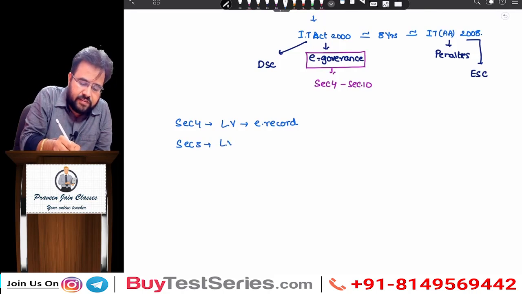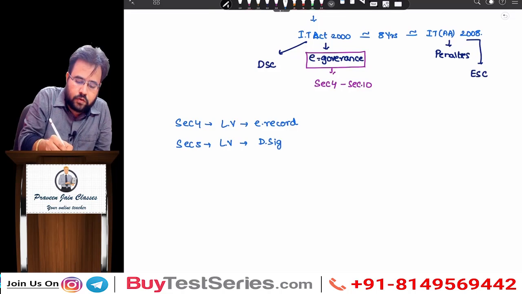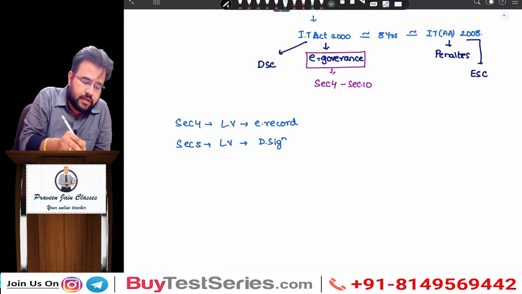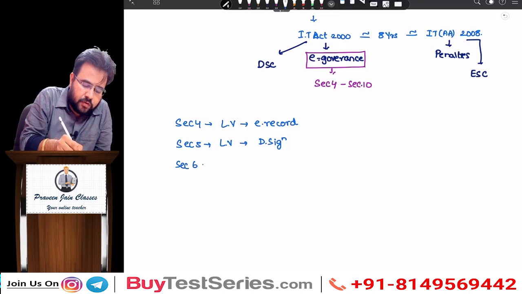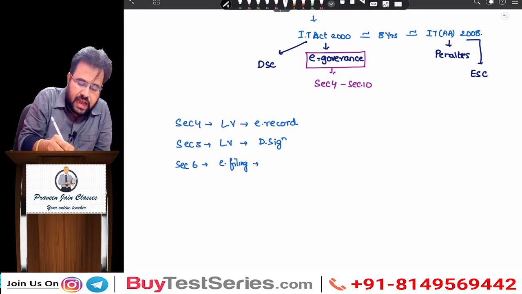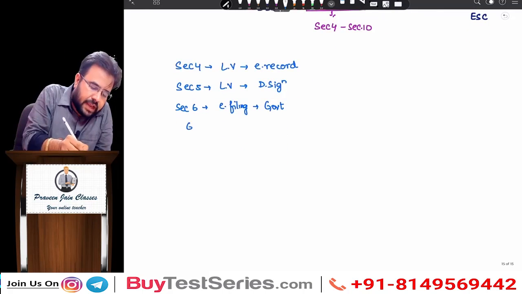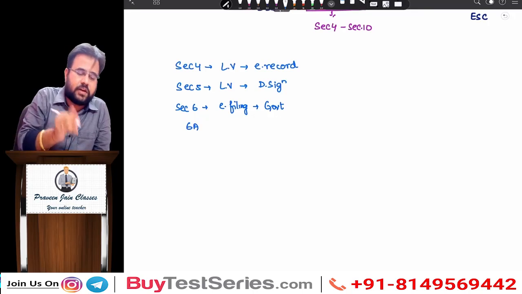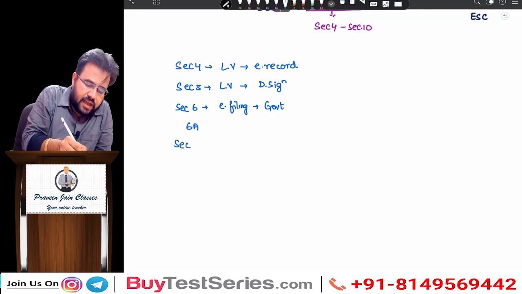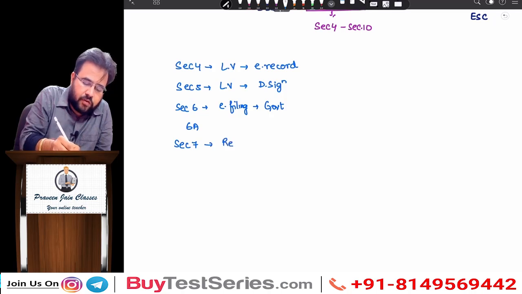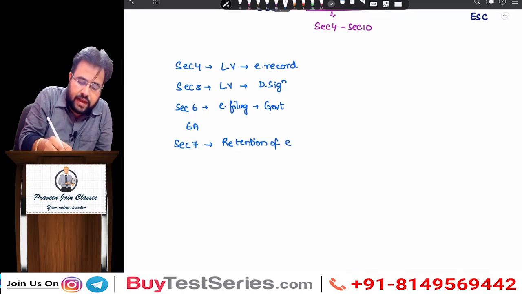Section 5 is giving legal validity to digital signature. Section 6 is talking about e-filing with government bodies. In between, we have 6A, not that important. We will see that. Then we have section 7, which is talking about retention of electronic record.